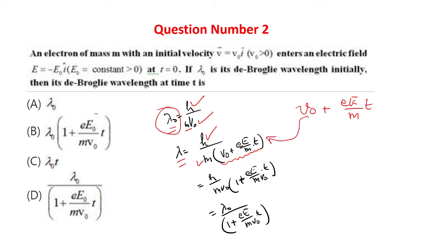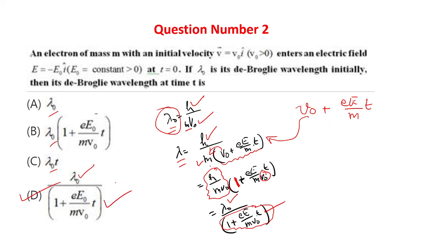So new velocity has been substituted, but since answer is required in terms of lambda naught, what I am going to do, taking v naught common, so that this h by mv naught can be represented as lambda naught again. So v naught common, here you are left with 1, and here you have to divide by v naught. So you got the answer, that is choice D is the correct option. Initial wavelength divided by the contribution of electric field, that is change in velocity, that is written in the denominator.